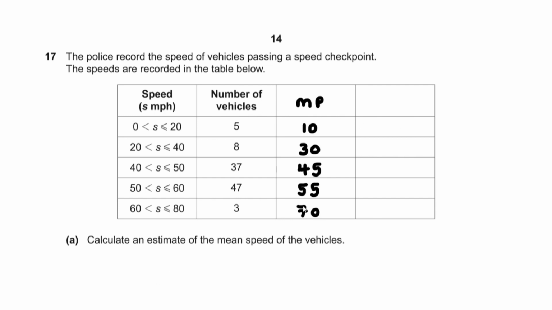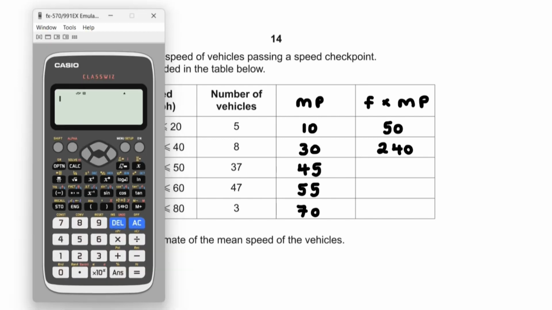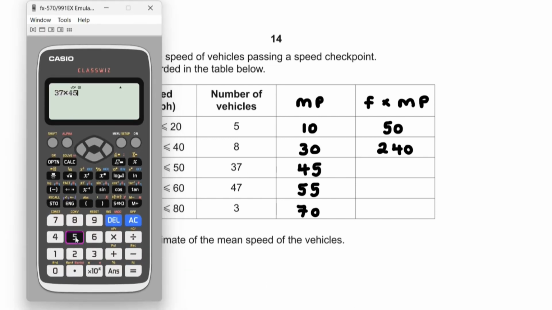What we now need to do is multiply the frequency, which is the number of vehicles, by the midpoint. 5 times 10 is 50. 8 times 30 is 240. 37 times 45 is 1665. 47 times 55 is 2585. Then we have 3 times 70, which is 210.